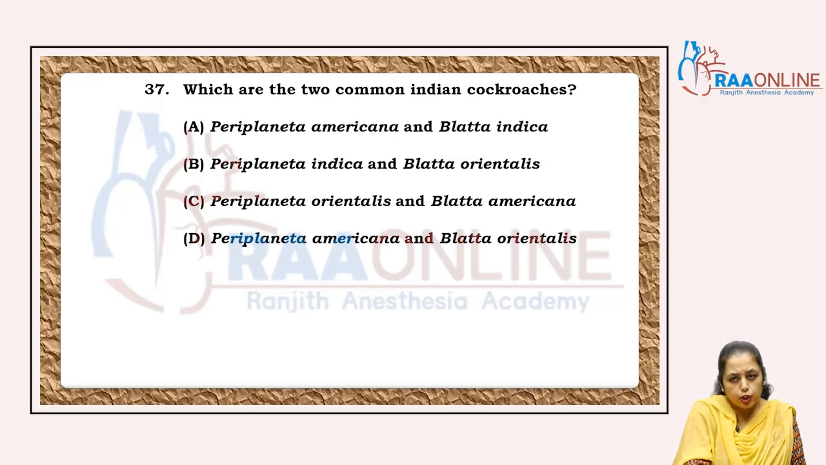So when we talk about the two common Indian cockroaches, Periplaneta americana is there, right, and the other one is Blatta orientalis, right. The largest cockroach, which has the largest wings, is Periplaneta americana. Clear? So the correct answer is D. These are the two common Indian cockroaches, Periplaneta americana and Blatta orientalis. Clear?